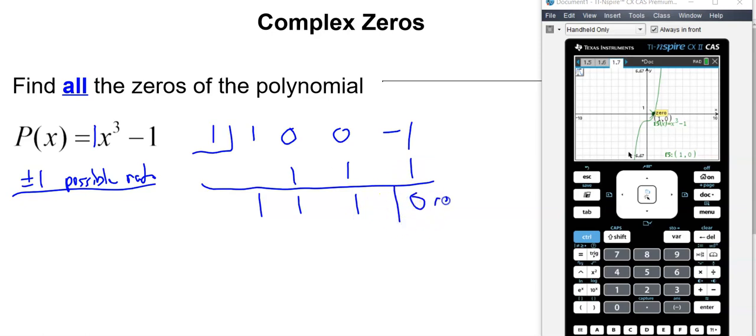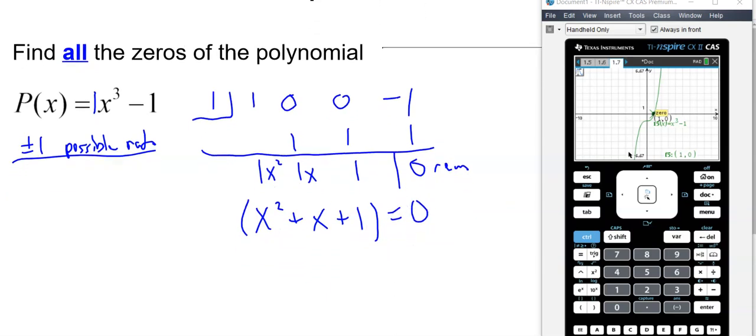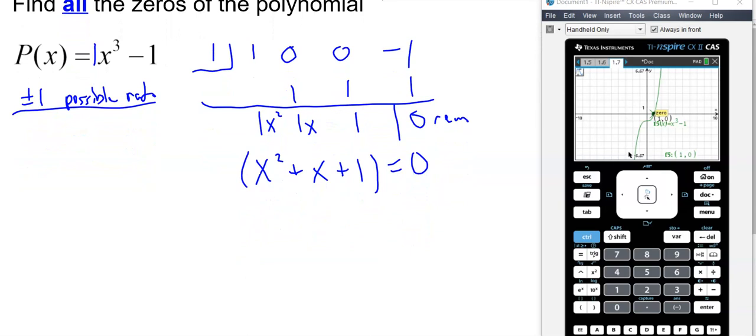Remainder is 0. This is your constant. This is your x term. This is your x squared term. So we have now a quadratic, x squared plus x plus 1. You set that equal to 0 and solve it. If you could factor that, you would, but I don't think it's going to factor. The reason I don't think it's going to factor is the only rational solution really there is 1. So I'm expecting these other two solutions to be imaginary. Remember, imaginary answers come in pairs, and that's what I'm expecting here.